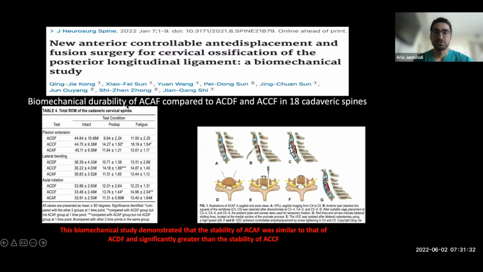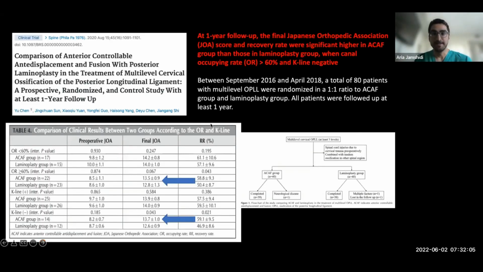This is an interesting study published in the Journal of Neurosurgery this year, January 2022. This is looking at the biomechanical durability. Obviously, you're destabilizing the spine quite a bit when doing this procedure, and they found that the ACAF procedure was actually similar biomechanically to that of an ACDF, and significantly better than a corpectomy, which makes sense. You're not drilling the entire vertebral body off, so it's important to know that this ACAF procedure actually has better durability, at least in cadaveric studies.